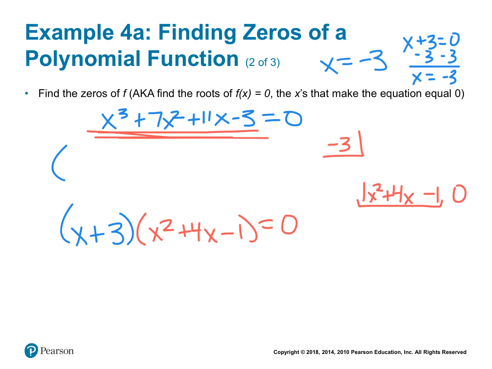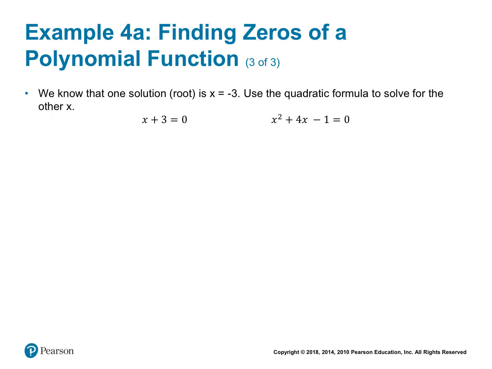And now on the next slide, we already know that this 0 would have to be negative 3. So now we're going to have to figure out the 0 of this one. So here are my two factors, and then I set them equal to 0. This one, we already said we would get x equals negative 3. On this one, if we tried to find factors of negative 1 that would add to 4, you're not going to find anything. So we're going to have to use the quadratic formula to solve this.